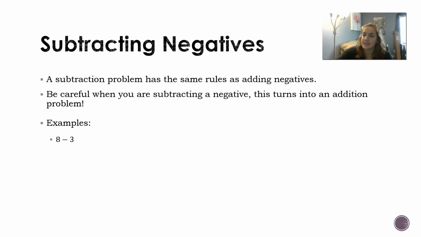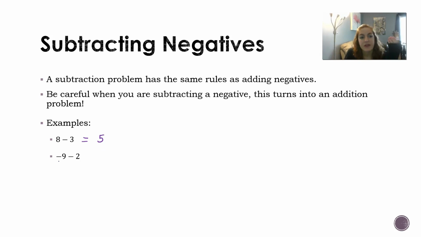So this is the simplest one. It's just 8 minus 3. There's two positive numbers that you're subtracting. 8 minus 3 is 5. Okay, boring. Great. You have $8. You're taking away 3. You're left with 5.